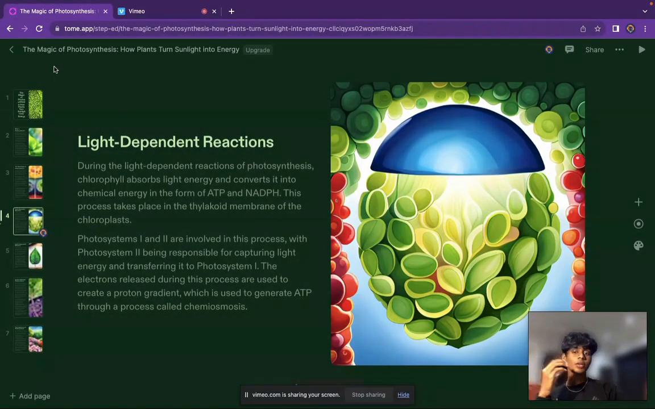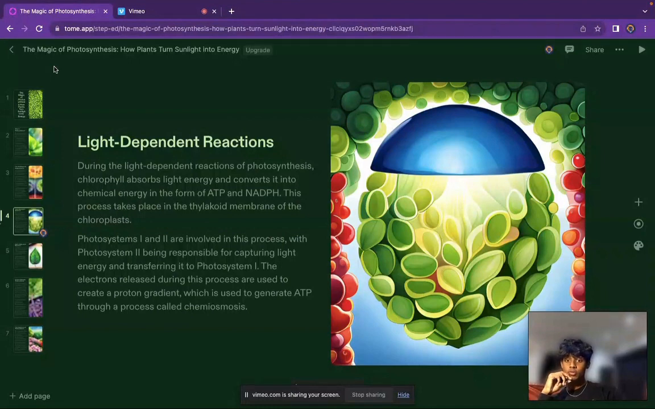Let's talk about light-dependent reactions. During the light-dependent reactions of photosynthesis, chlorophyll absorbs light energy and converts it into chemical energy in the form of ATP and NADPH. This process takes place in the thylakoid membrane of the chloroplasts.